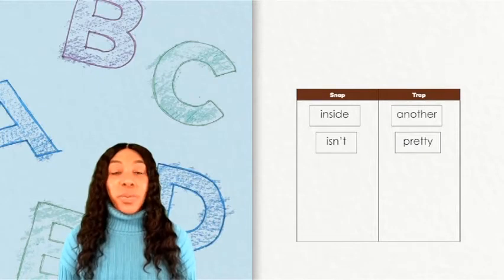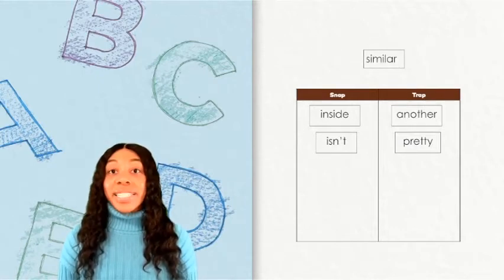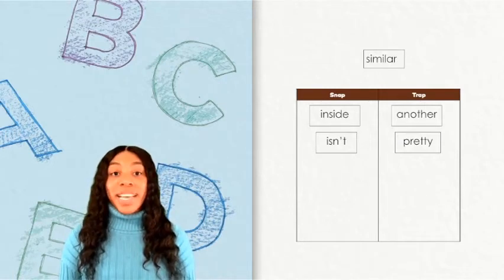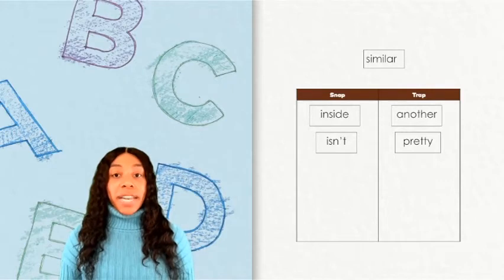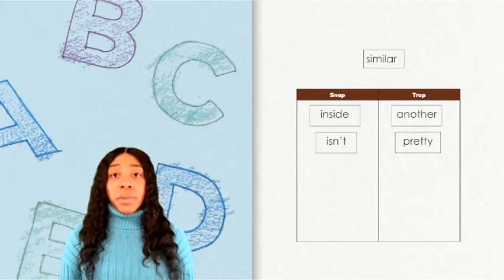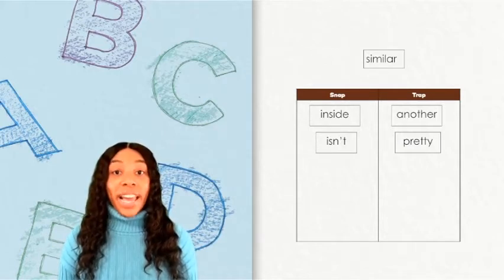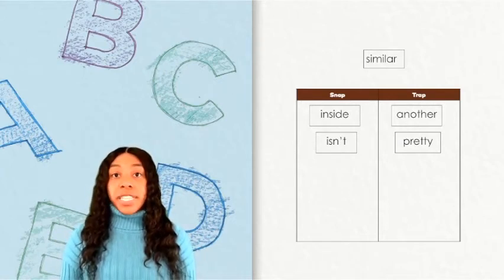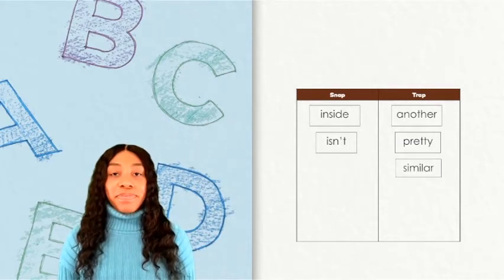Here's our last word. Similar. I see that the first syllable, sim, is a closed syllable with a short vowel, as we'd expect. The second syllable is the same, a closed syllable that sounds like "ill." The last syllable, though, has an R-controlled A. It should sound like R, but it doesn't. It sounds like "ur." Let's put this word in the trap column.